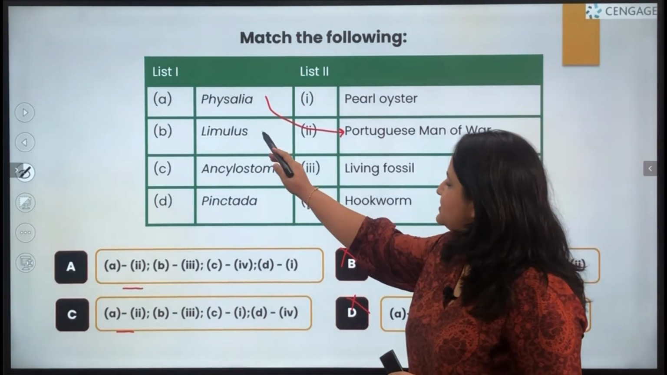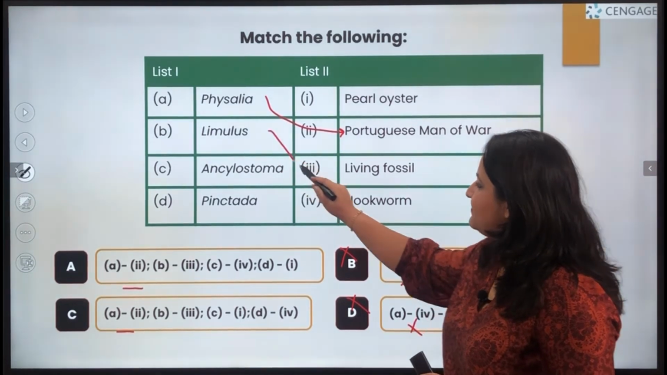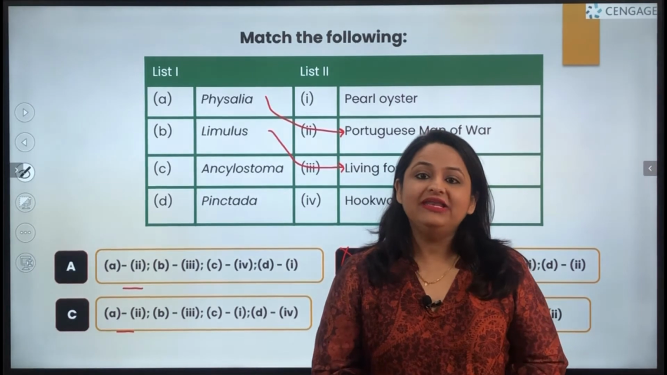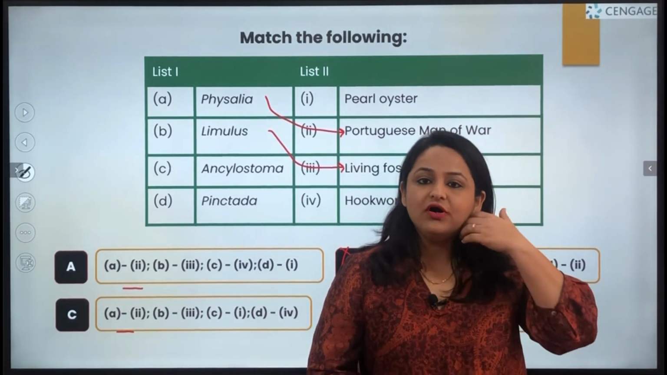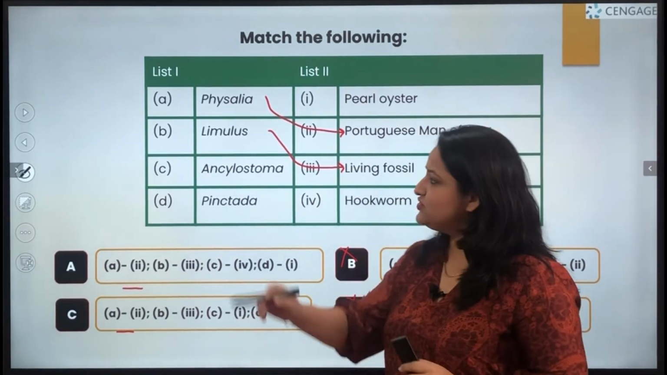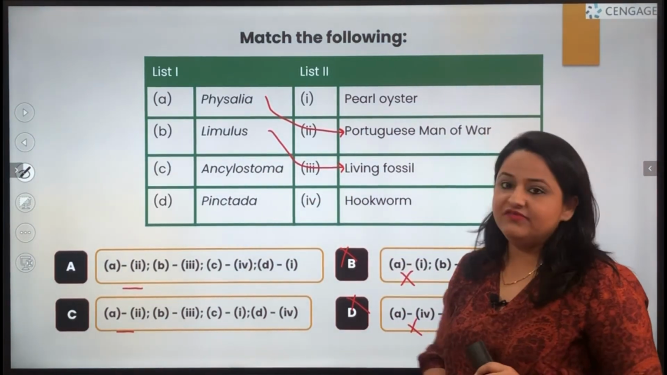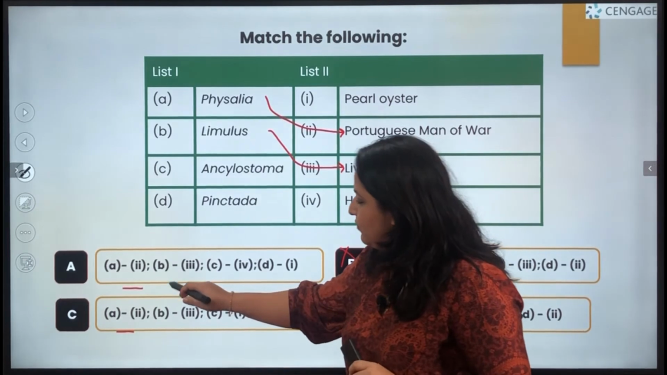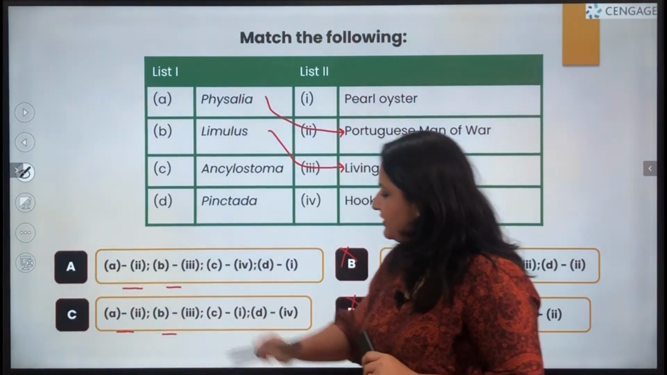Then Limulus is known as king crab, which is a living fossil. These are those organisms which have not undergone any change for a very long period of time. So Limulus is an example of a living fossil. B will be matched with 3. Here in both the options B is matched with 3.